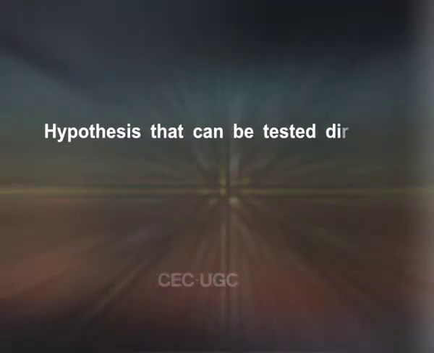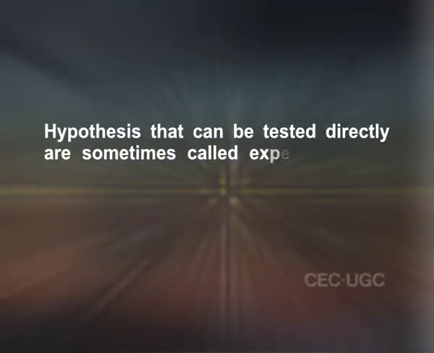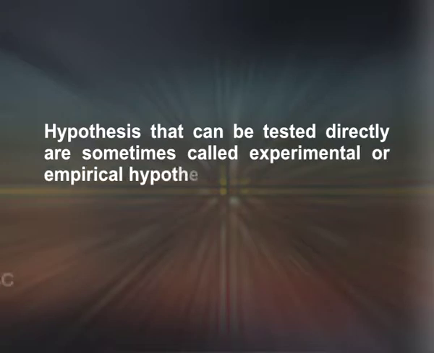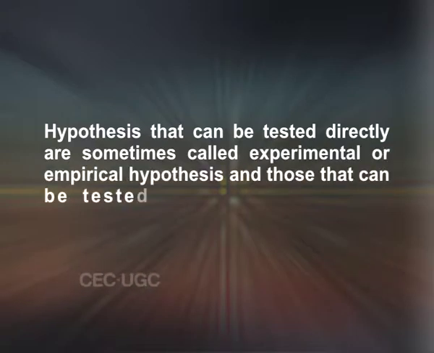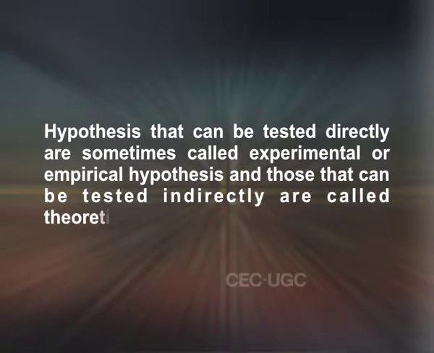Hypotheses that can be tested directly are sometimes called experimental or empirical hypotheses, and those that can be tested indirectly are called theoretical hypotheses. A hypothesis is not a final assertion. It is only an attempt on the part of the observer to explain the phenomenon by looking at possible causes of it. So, it is the explanation of the cause of the phenomenon under investigation.